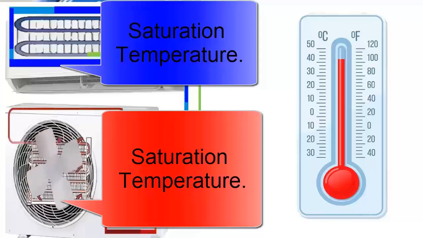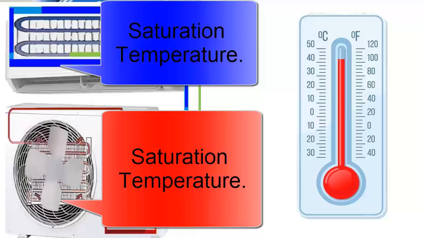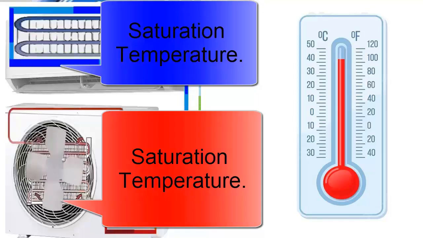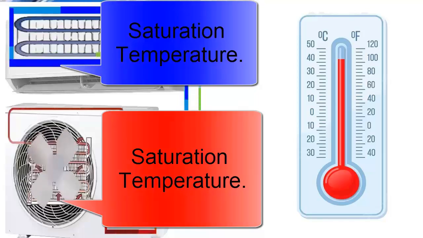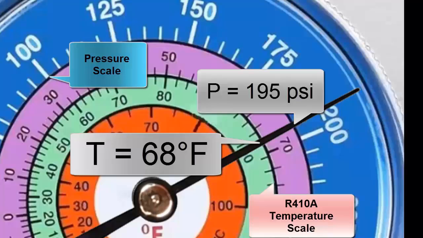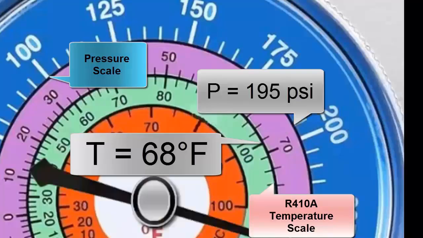Understanding this concept is crucial, since inside the indoor and outdoor coils of the air conditioner, the refrigerant is exactly in this saturation state during heat transfer. For example, if the gauge shows a pressure of 195 psi for R410A, that corresponds to a saturation temperature of 20 degrees Celsius, approximately 68 degrees Fahrenheit.